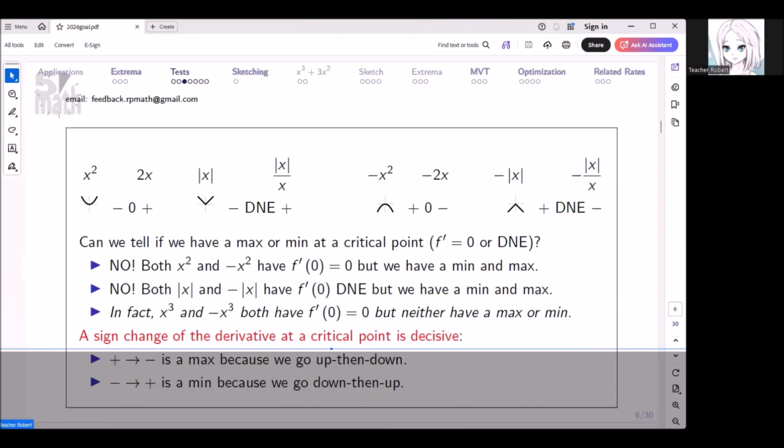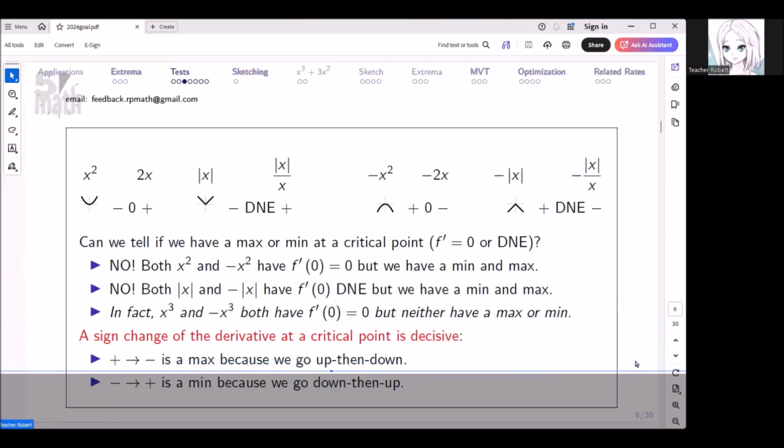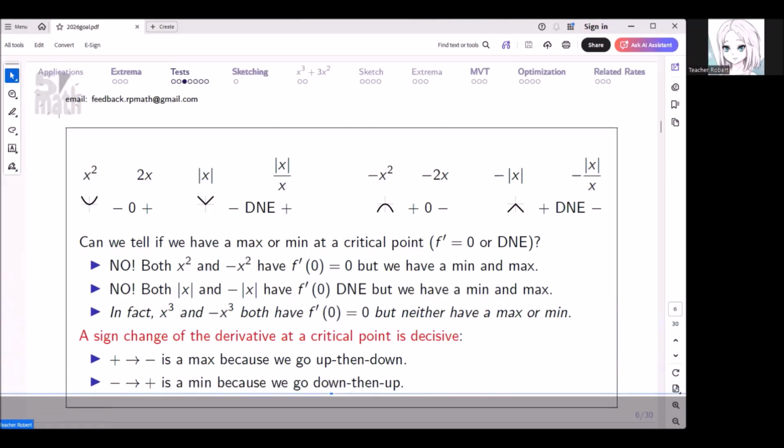A sign change of the derivative at a critical point is decisive. Positive to negative is a max because we go up, then down. Negative to positive is a min because we go down, then up.